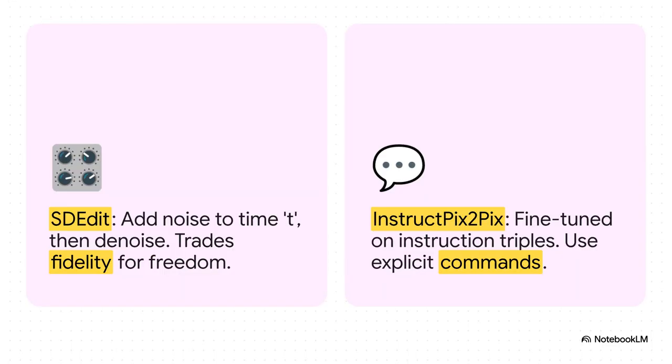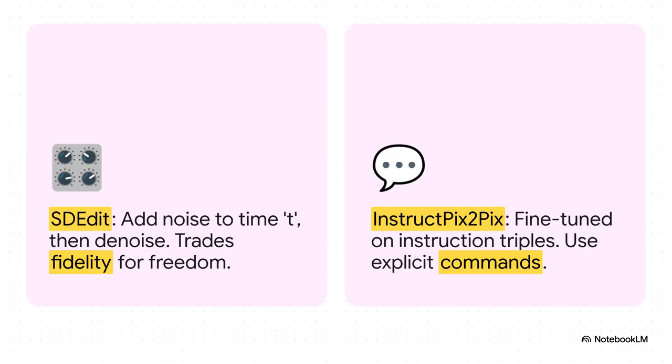Now, when it comes to whole image editing, there is a pretty stark difference between approaches like SDEdit and Instruct Pix-to-Pix. SDEdit is amazing because it requires absolutely no retraining. You just add noise to your source image up to a certain time step t, and then denoise it with a brand new prompt. It essentially trades perfect fidelity for creative freedom. But you'd pull out Instruct Pix-to-Pix when you want to explicitly command the AI.